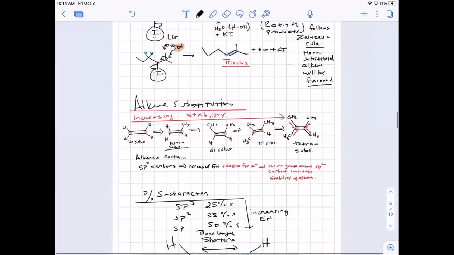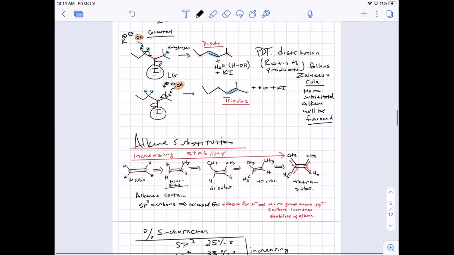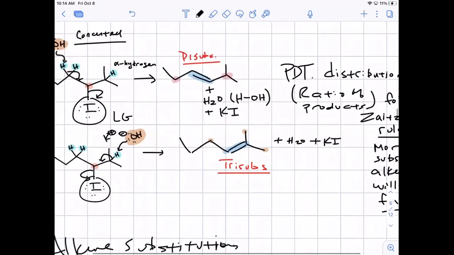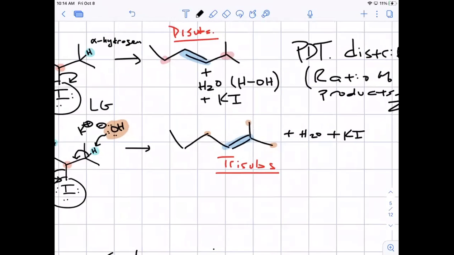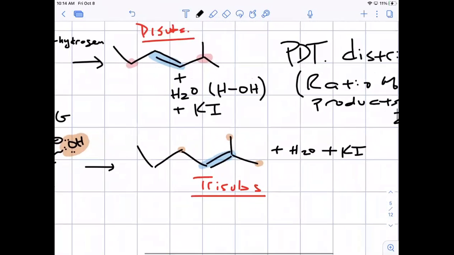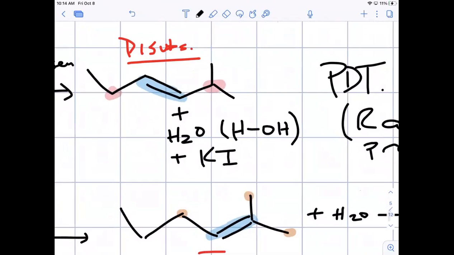All right. So there's one other thing I wanted to talk about. We talked about Zaitsev's rule. We talked about what's major, what's minor. Let's recap that. So for this alkyl halide, when we did the E2 elimination, the tri-substituted alkene was the major product. And then the di-substituted alkene up top, you can see the double bond highlighted in blue.